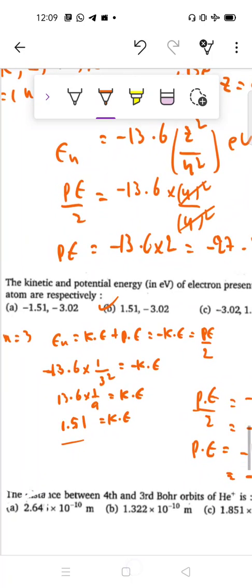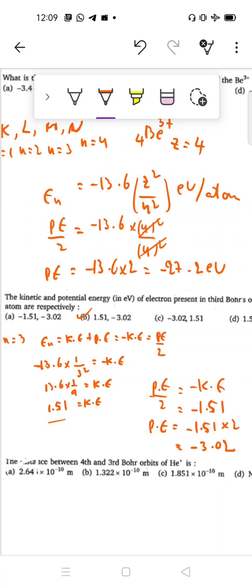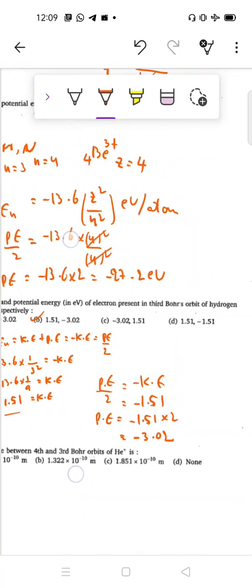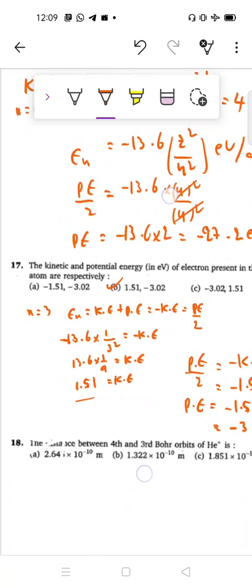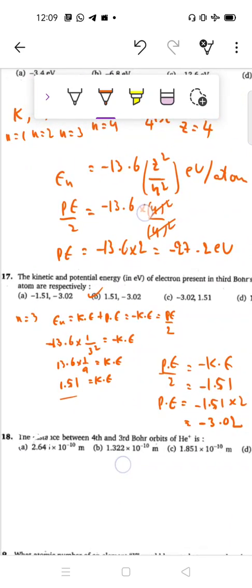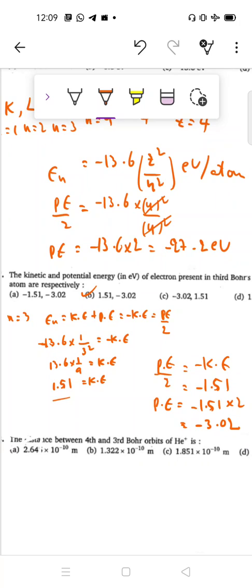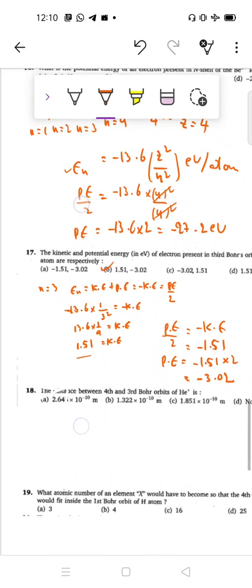What they asked, what we derived: the kinetic energy and potential energy in electron volts of an electron present in the third Bohr orbit of a hydrogen atom, respectively. For this calculation we took n is equal to 3. We know the equation, then we did some calculation by using the formula En is equal to minus 13.6 Z square by n square, and then you get this. So the answer is B.